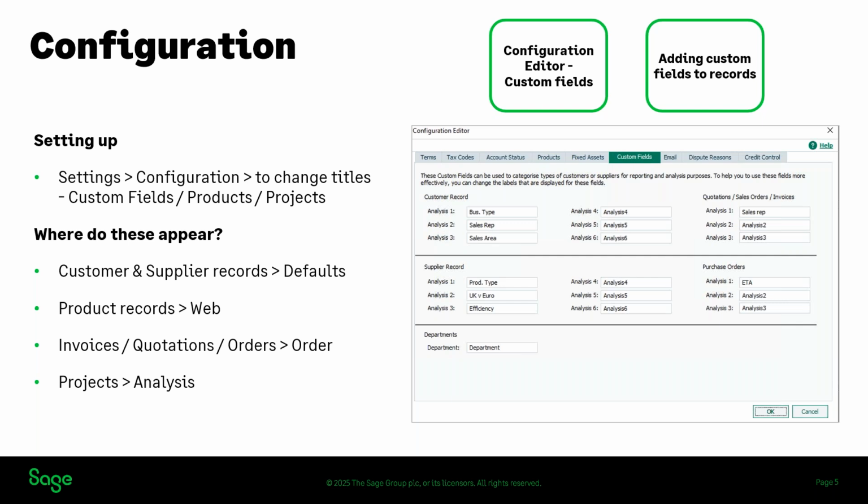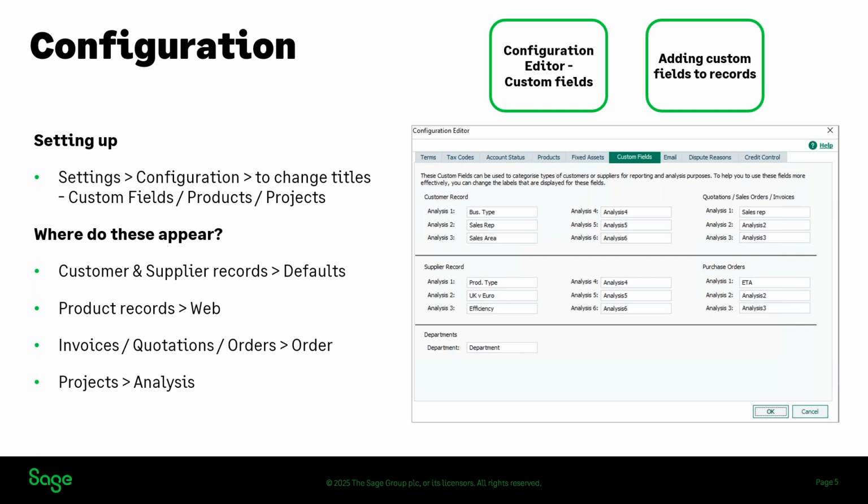Within the customer and supplier records, you will find these custom fields. Once you've configured them in here, when you go to the customer and supplier record, it will be in the default tab down the left-hand side. In product records, you will find the custom fields in the web tab down the left-hand side.